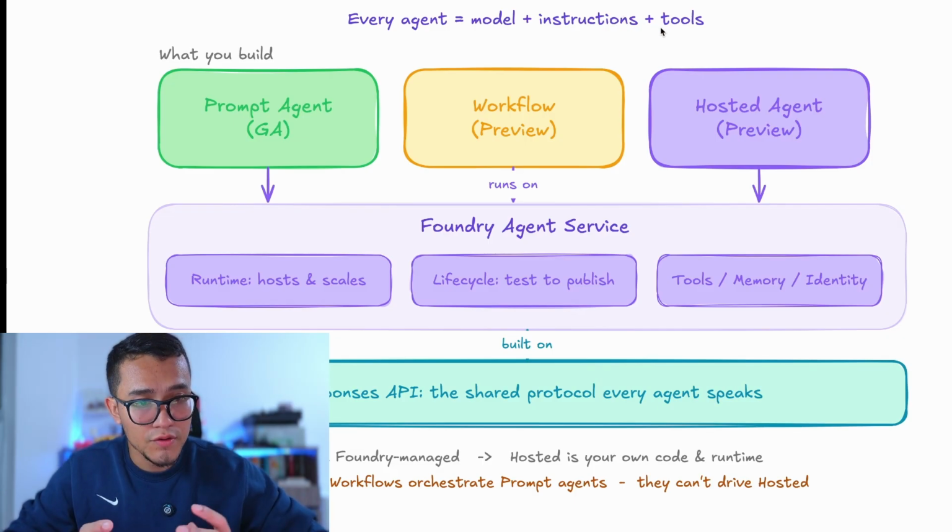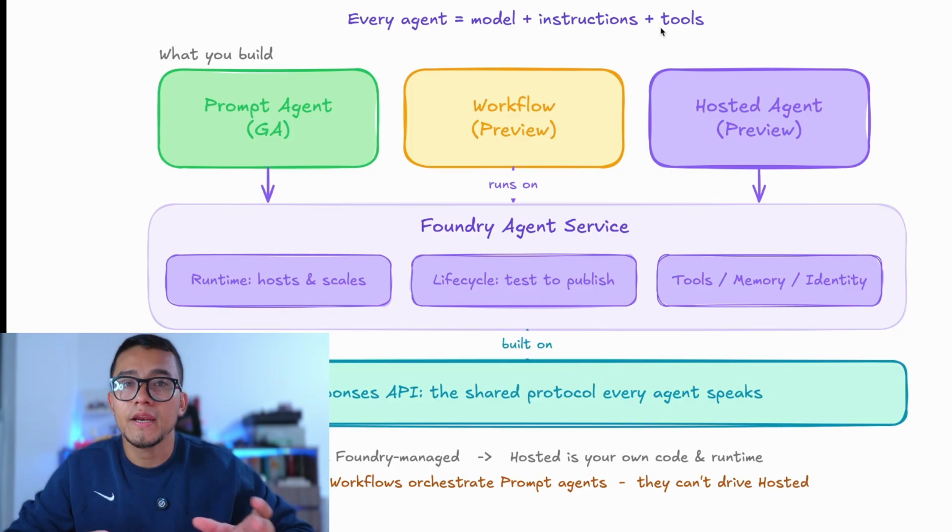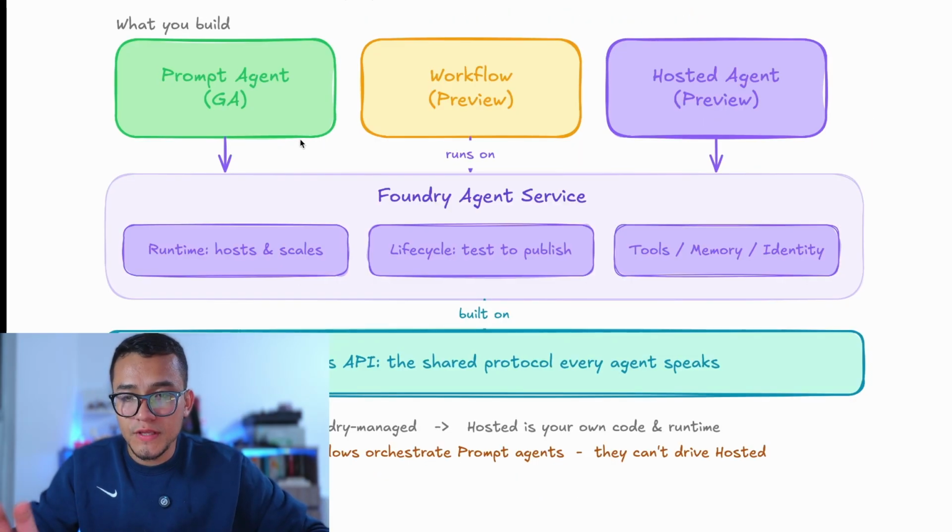An agent reasons across multiple steps and calls tools. These three options that we see here run on the Foundry agent service. We have runtime, life cycles, and the tools, memories, and identity of the agent. But what is important here is that every agent type in Foundry reaches models and tools through the same Responses API that we see here. This is a shared protocol across all these three options.